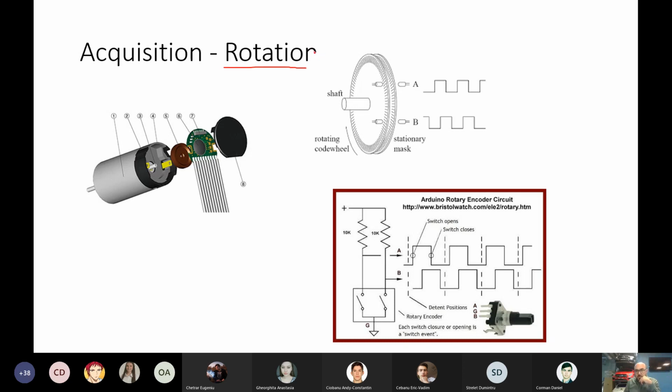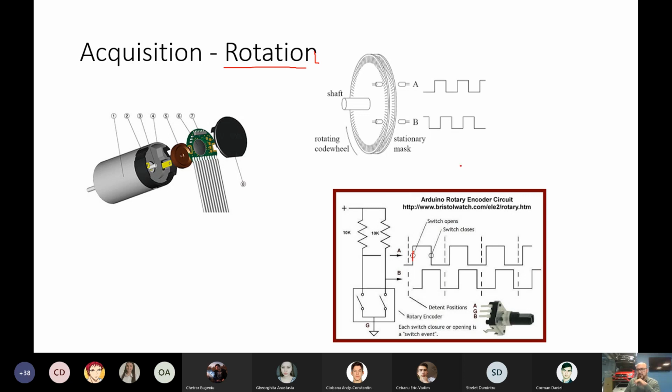Rotation. How can we measure it? Just by measuring how many holes and how many pulses we have per minute. For direction, we can change the phase of this encoder a little, and in this case, when we have rotation in one direction, this one will be in front of the phase.